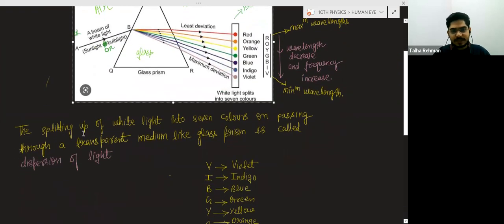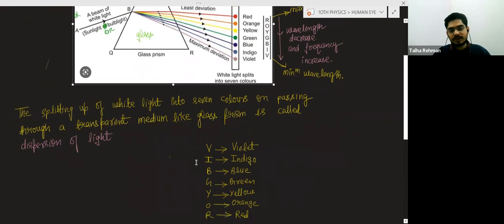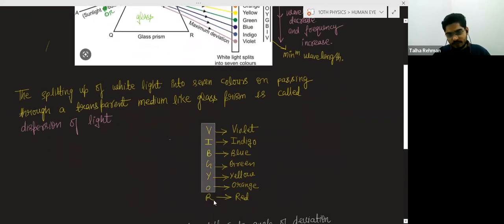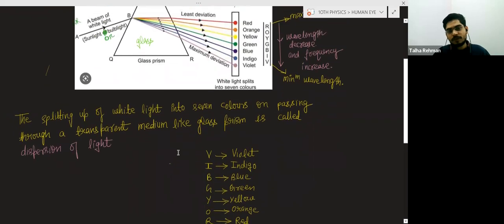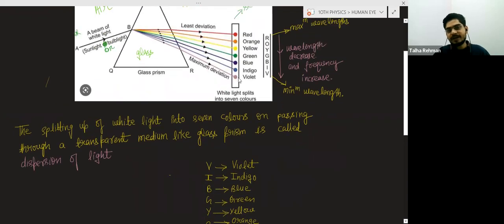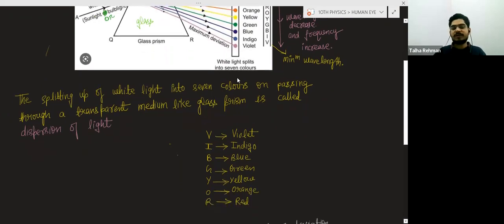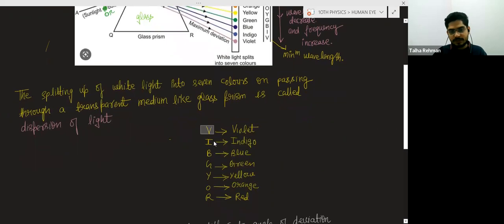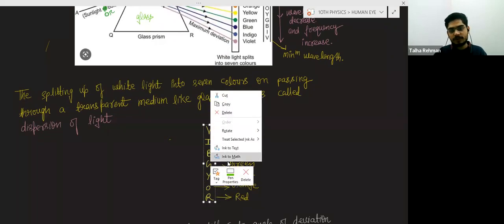So basically, the splitting of white light into seven colors on passing through a transparent medium like a glass prism is called dispersion of light. This is the pattern you will get: on the top you will get red, and at the bottom of the screen you will get violet color. You can remember it with VIBGYOR. It is known as VIBGYOR.